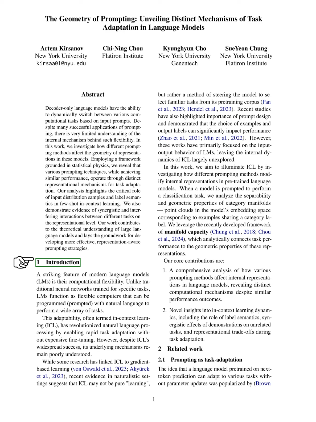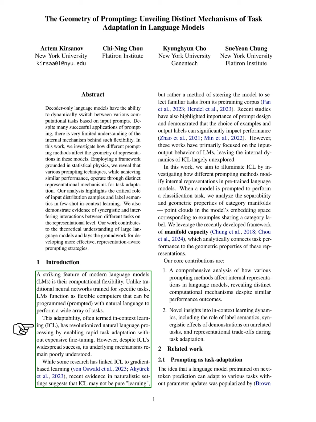Section: Introduction. In this section, we explore the remarkable flexibility of modern language models, LMs. Unlike traditional neural networks that are designed for specific tasks, LMs can be prompted with natural language to handle a variety of tasks. This ability, known as in-context learning, ICL, has transformed natural language processing by allowing quick task adjustments without the need for costly fine-tuning.